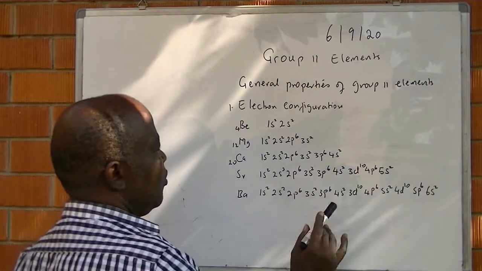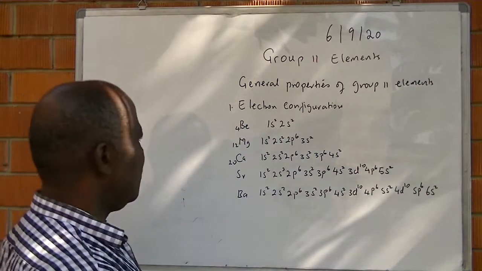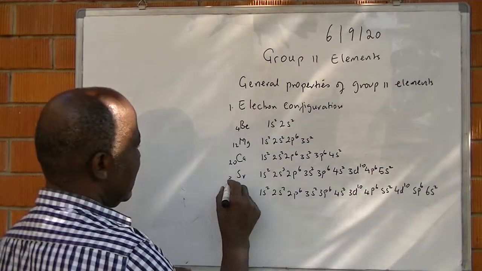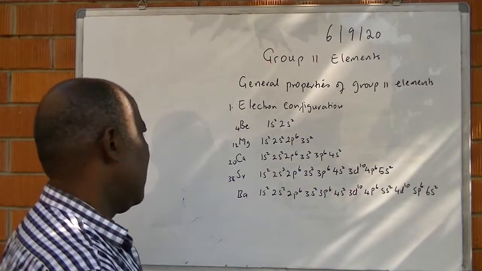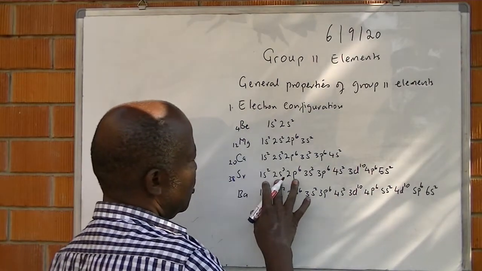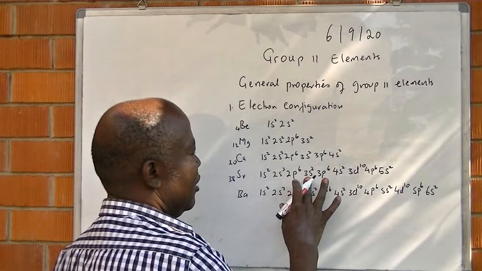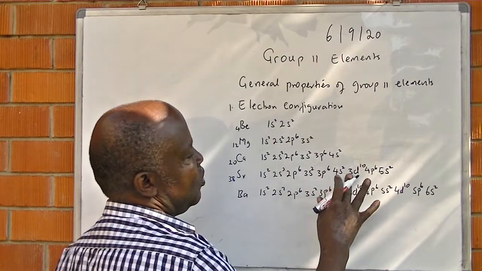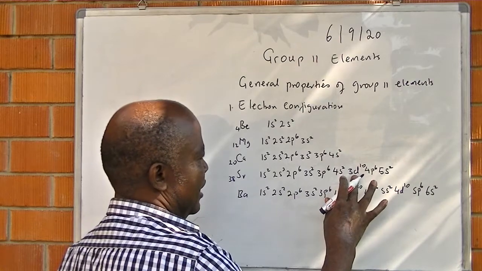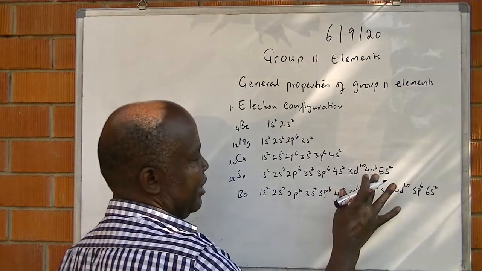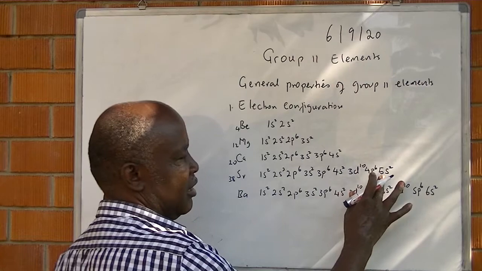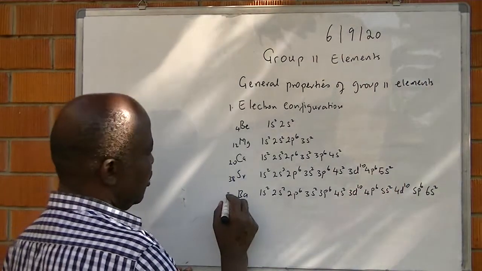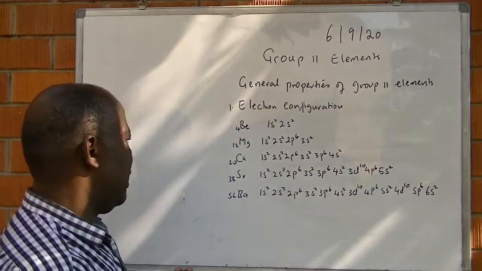Calcium has got 20 electrons, and when you divide it into energy levels, we have 1s2, 2s2, 2p6, 3s2, 3p6, 4s2. Strontium has got 38 electrons, that is 1s2, 2s2, 2p6, 3s2, 3p6, 4s2, 3d10, 4p6, 5s2.